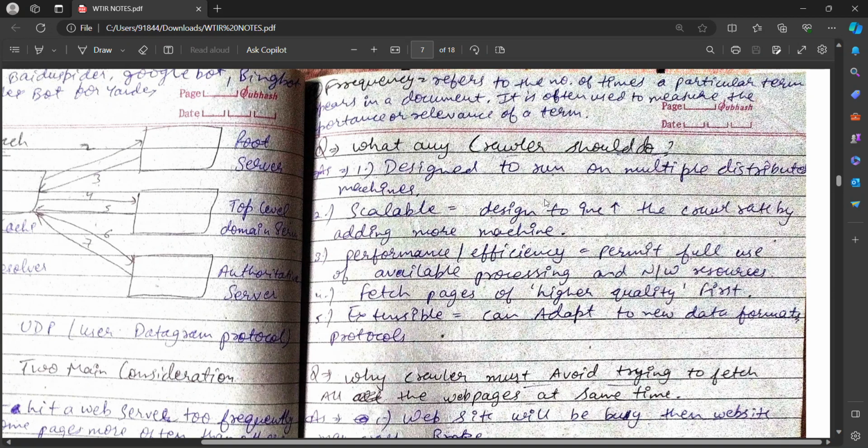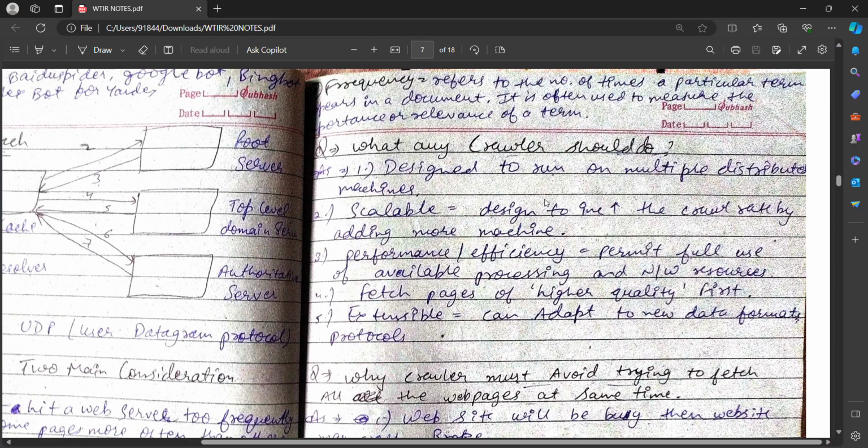The second point is scalability. Our crawler should be scalable. How? It should be designed to increase the crawl rate by adding more machines. So our crawler should be scalable, so that it can increase the crawl rate by adding more machines. This is another point: our crawler should be scalable.